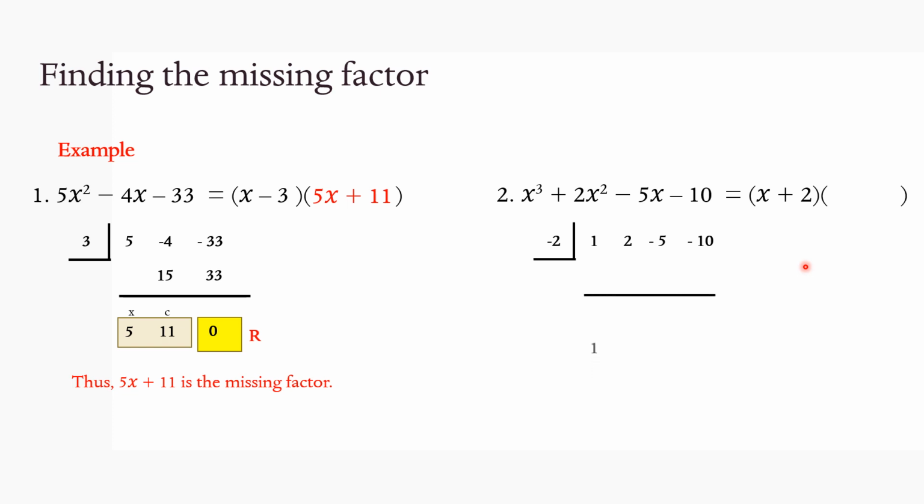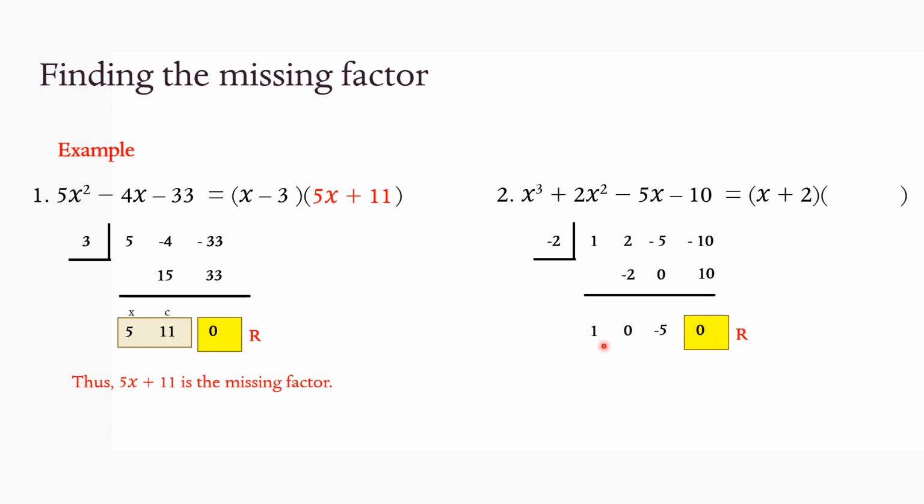First, bring down 1. 1 times negative 2 is negative 2. Then 2 plus the negative 2 is equal to 0. 0 times negative 2 is 0, and negative 5 plus 0 is negative 5. Negative 5 times negative 2 is positive 10. So thus, the remainder is 0. Always, as I've said, if these two are factors, then our remainder is always 0.